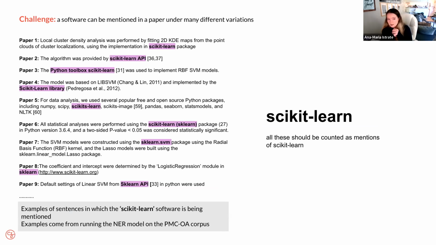You have the obvious scikit-learn, but then you have the scikit-learn API, Python toolbox scikit-learn. You can have typos or differences in how people refer to scikit-learn. And then you can have things like sklearn, which is just a different name for scikit-learn. So the challenge here is that if we want to look at the impact of software, we want to be able to count all of these as mentions of scikit-learn, because they should all be counted towards looking at the impact of the scikit-learn software.